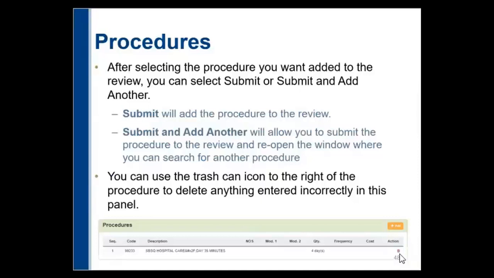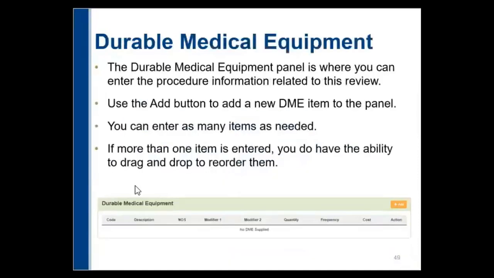If you have selected DME as your review type, you will actually see the Durable Medical Equipment panel in place of the Procedures panel. And this is where that equipment or supplies can be entered.